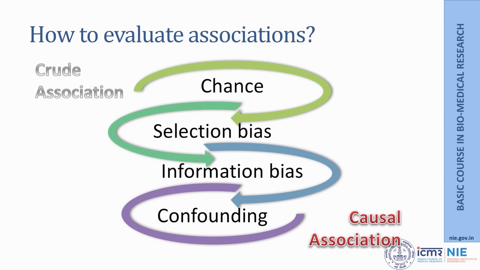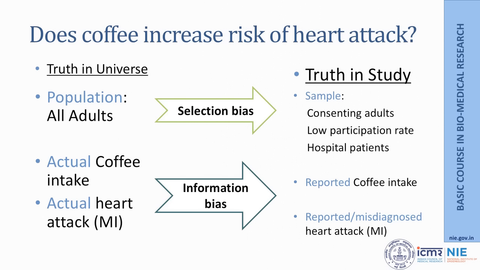We need to make sure that it's not because of chance. We need to ensure that there's no selection bias. We need to check if there could be any information bias. We need to understand if there could be confounding and if that confounding has been taken care of. Only after going through this process would we be able to say whether the crude association is actually the causal association or not. So coming back to our problem, does coffee really increase the risk of heart attack? Well, let's analyze this.